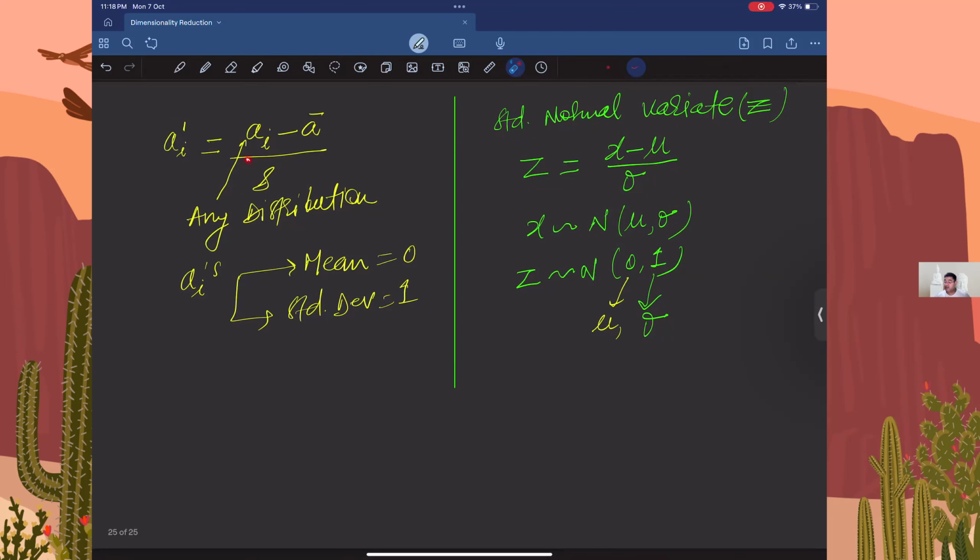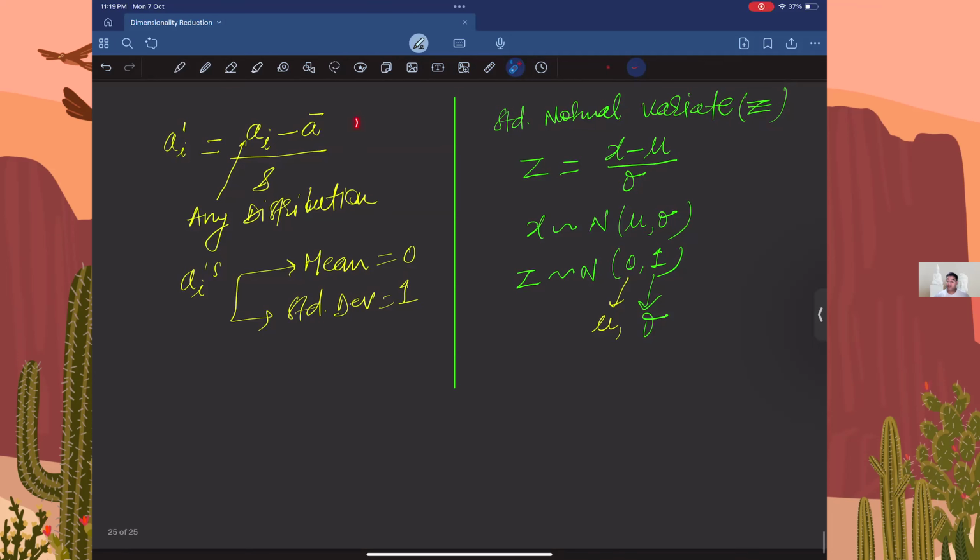This is Ai, my X, which is basically Xi. This is my A bar, and A bar means the mean of all the values. This is my mean, and this is my sigma, which is the standard deviation. Only the thing is that this is my mu and sigma, and this is a standard mean and standard deviation. So this mean is 0 and this standard deviation is 1.